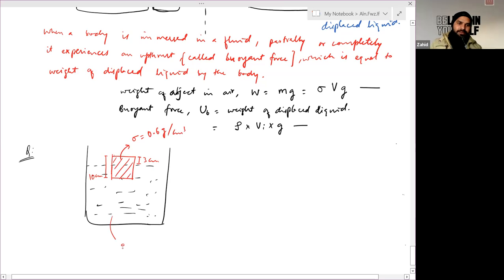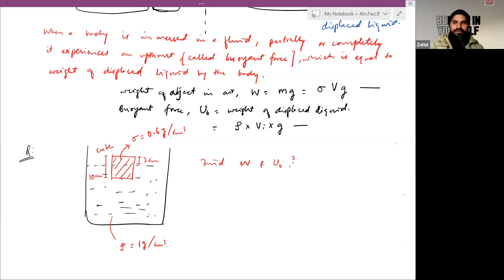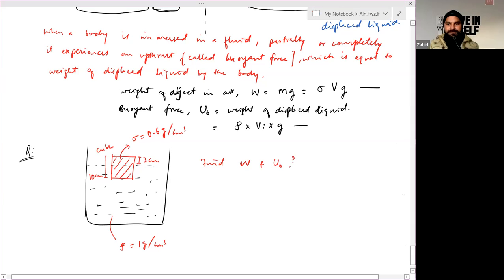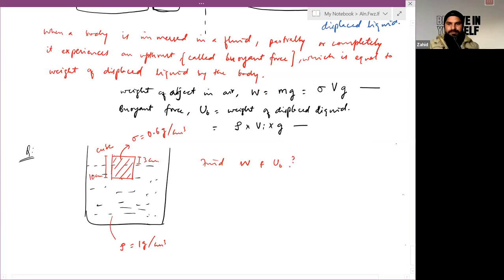Density of water, 1 gram per centimeter cube. This object is in the form of cube. Find weight of object and buoyant force. Try to solve using the above part. Okay, sir.